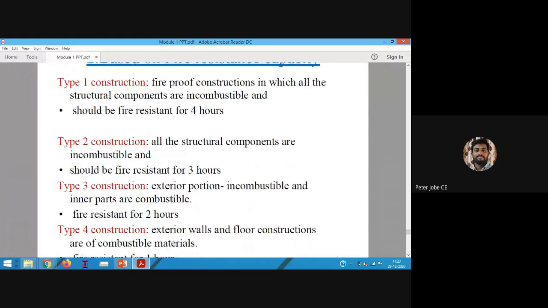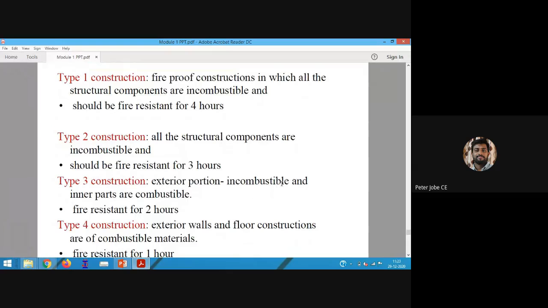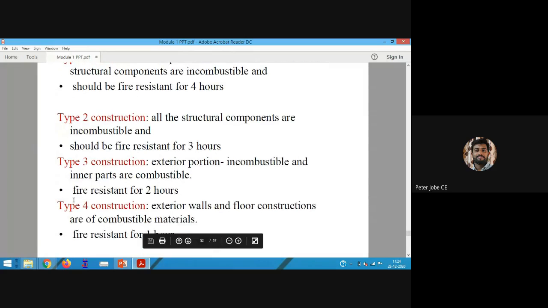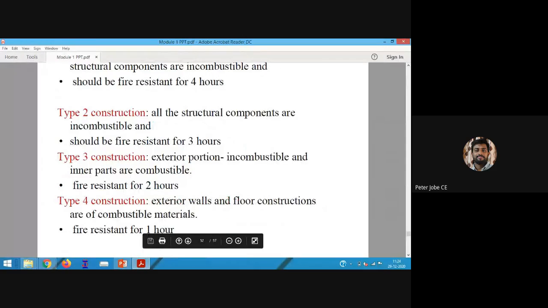And type 3 construction is where the exterior portion should be incombustible and inner parts might be combustible. And the fire resistance will be 2 hours. And type 4 construction is where exterior walls and floors are of combustible materials and fire resistant for 1 hour.